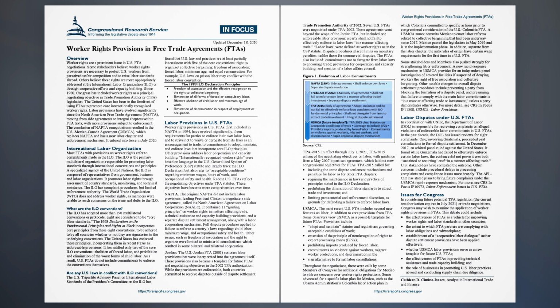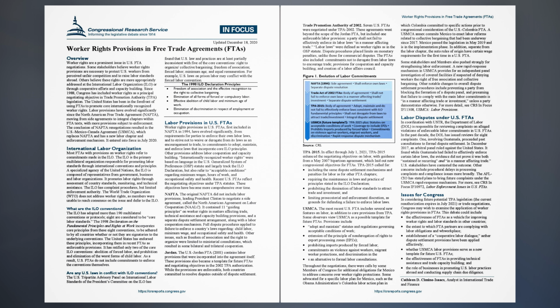USMCA. The most recent US FTA includes several new features on labor, in addition to core provisions from TPA. Some observers view USMCA as a possible template for future FTAs. Provisions include adopt and maintain statutes and regulations governing acceptable conditions of work, extension of the principle of non-derogation of rights to export processing zones (EPZs), prohibiting imports produced by forced labor, commitments on violence against workers, migrant worker protections, and discrimination in the workplace, as well as an alternative to formal labor consultations.